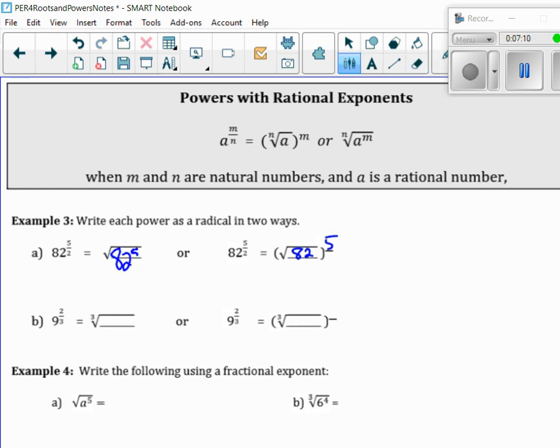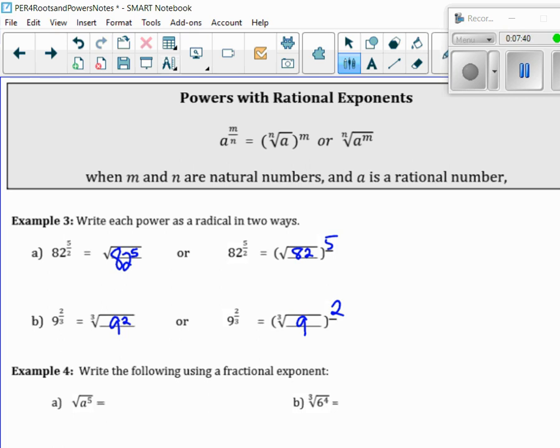82 to the power 5. Sorry if I didn't give you enough space there. Same with the next one. If this is the cube root, and this is 9 to the power 2/3, the cube root represents that denominator there, and the 2 represents the 9 squared inside. Do you see that? Or you could write it as the cube root of 9, the whole thing to the power 2.